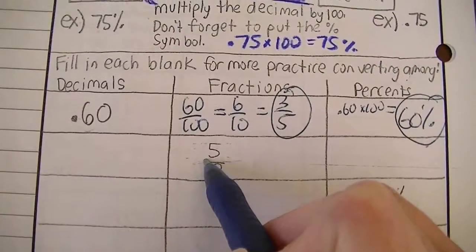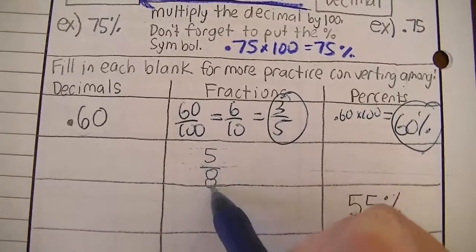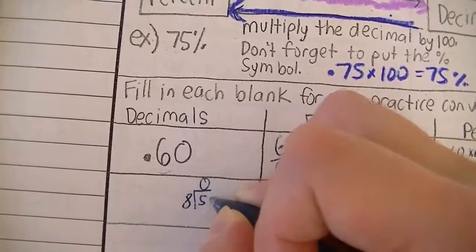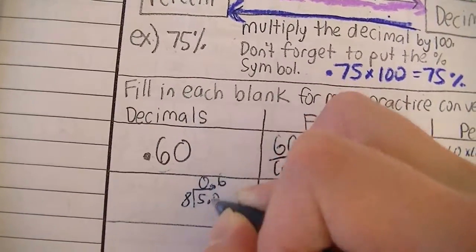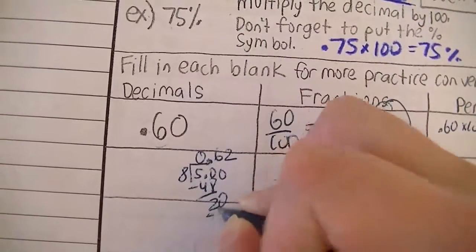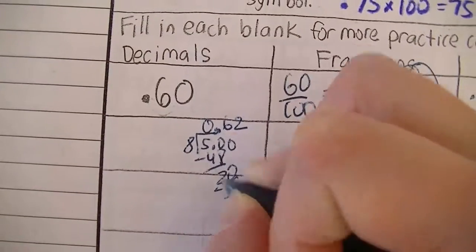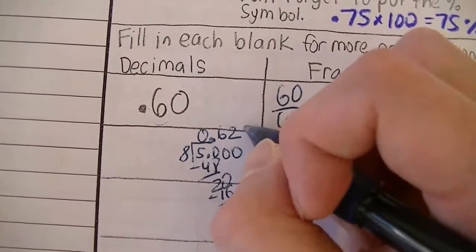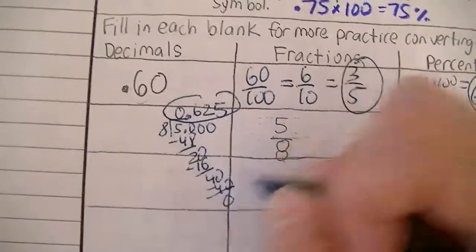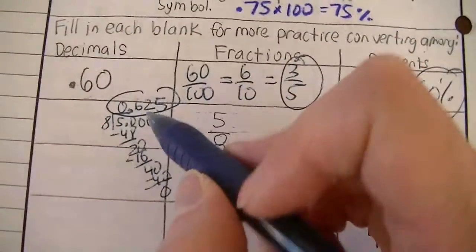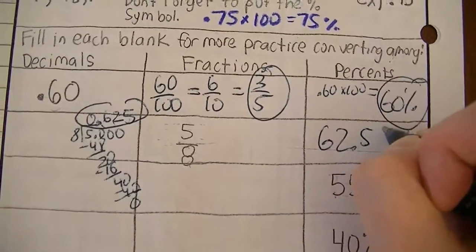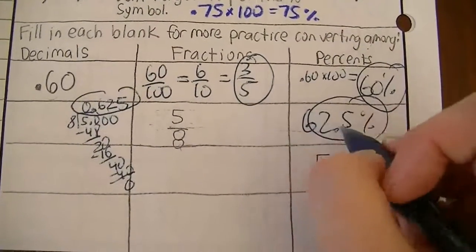Fraction. I have a fraction, I'm going to go fraction to a decimal. Numerator divided by denominator. Okay, that is your decimal. And multiply that by 100 to get the percentage. And remember to put the percent sign.